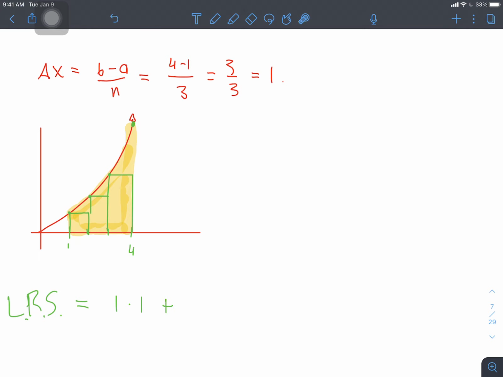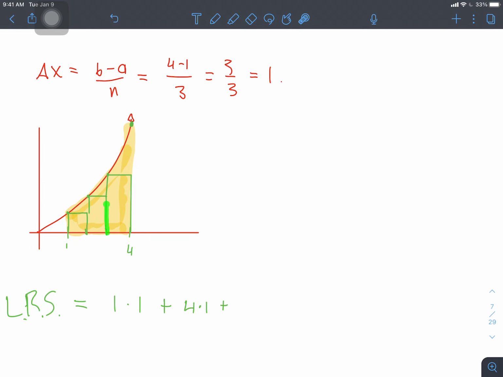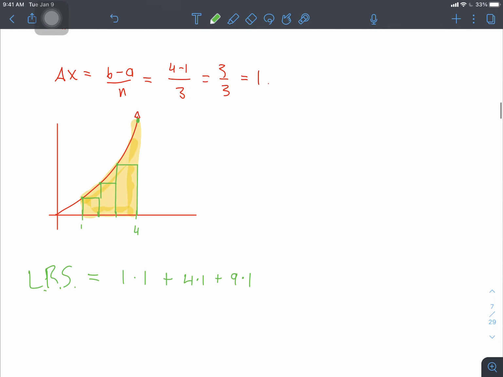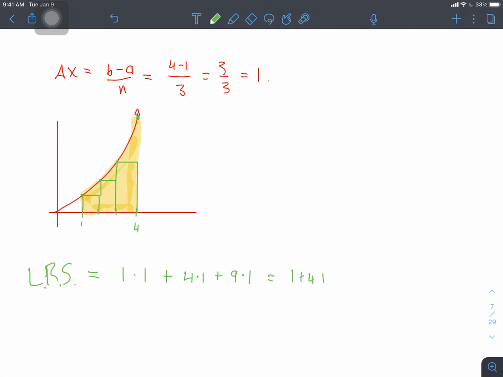Then for the second one, I ask, what is this height? Well, the way I get that height is just by plugging 2 into the function. So I square it, I get 4, times 1, the width of that rectangle. And the last rectangle, its height is the height of the function on the left side of the interval which goes from 3 to 4. That is whatever I get if I plug 3 into the function x squared, which is 9, times the width of that rectangle, which is also 1. So I get 1 plus 4 plus 9, which is 14.